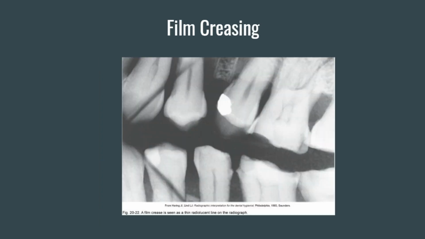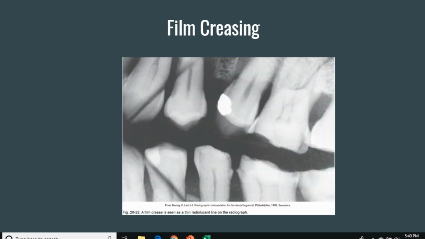Then we also have film creasing. Creasing is going to be different than the bending. In creasing, you see this black line here, and then there's one across the bottom here. That is where the film had been creased. So a thin radiolucent line indicates that the film was probably creased. It causes the emulsion to crack, and that's what causes the line on the processed radiograph.